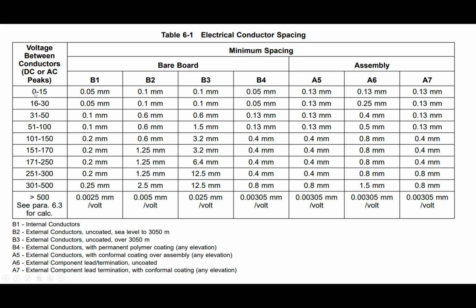if the voltage between conductors is between 0 and 15 volts, and depending on whether it's on internal conductors or on the external side, so there are internal layers or external layers, there are different widths that I need to maintain. Notice that as the voltages go up, the distances go up. Now notice in this particular case, these units are in millimeters. You'll see a mix and match of units when you do PCB design. Very often you see millimeters, but the other unit that you often see is something called mils, which is thousandths of an inch. We'll look at that in a little bit.